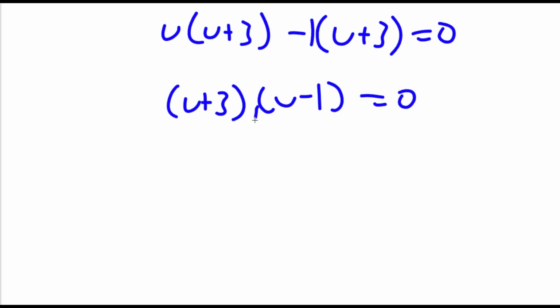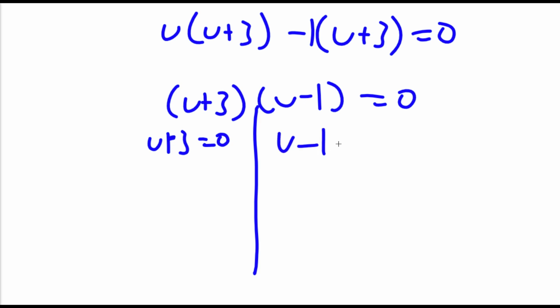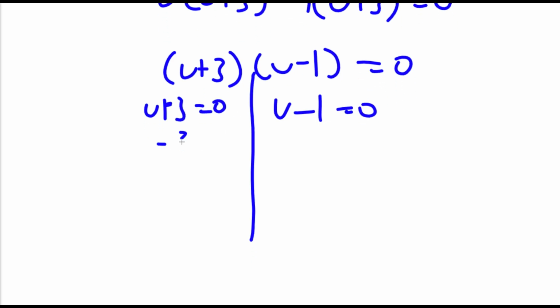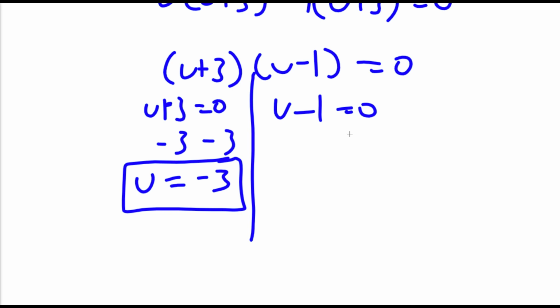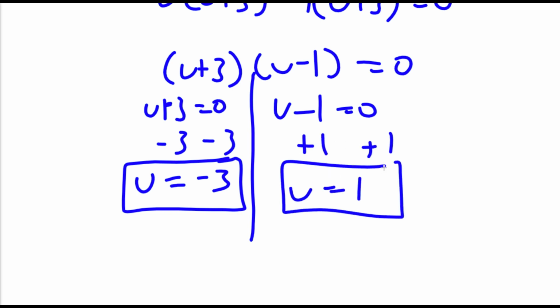Now this gives me two equations. I have u plus 3 is equal to 0, and I also have u minus 1 is equal to 0. So for u plus 3, I simply have to subtract 3 on both sides, and I get u is equal to negative 3. Now for u minus 1 equals 0, I can simply add 1 on both sides, and I get u is equal to 1.